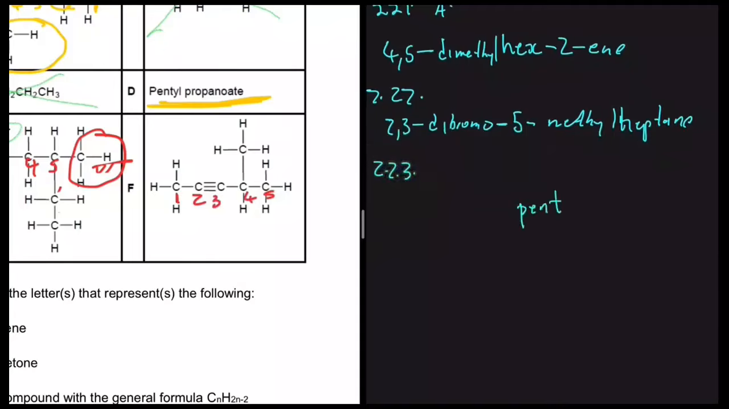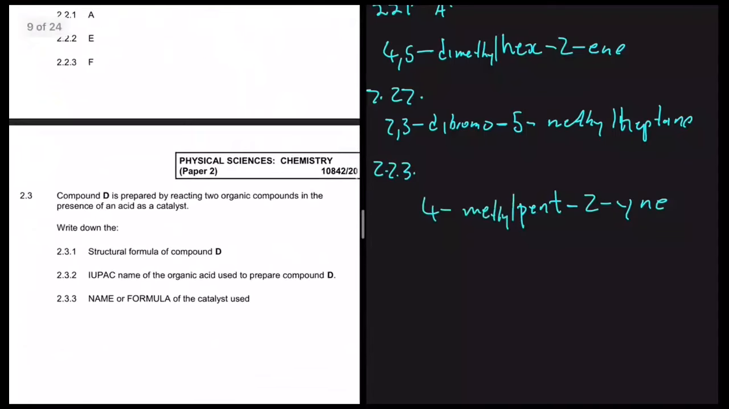And now let's look for the position of the functional group on the second carbon. So we're going to have pent-2-yne. Now we can look at the branches and so on. We have a branch on the fourth carbon. So we're going to have 4-methyl.